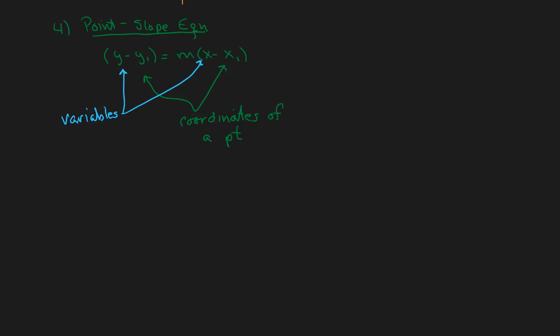Okay, let's pick a couple of points. In this case, let's say that we use the point 3, 7, and let's say that we use negative 2, 1.